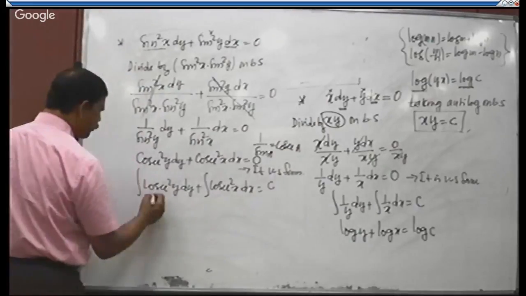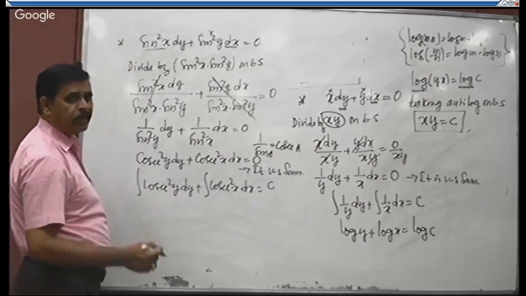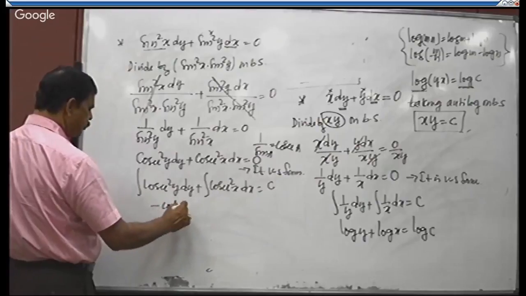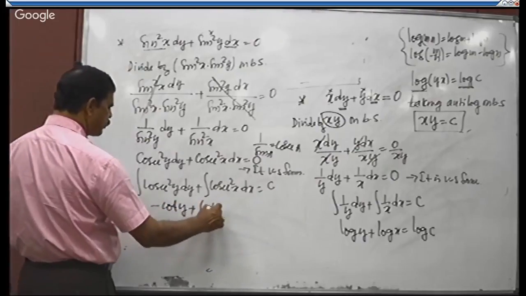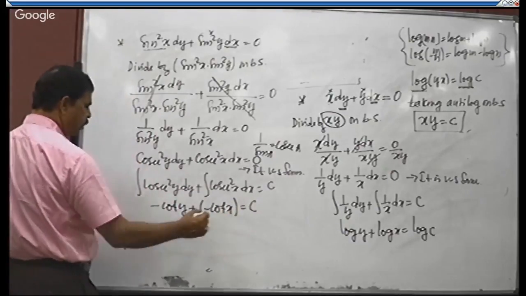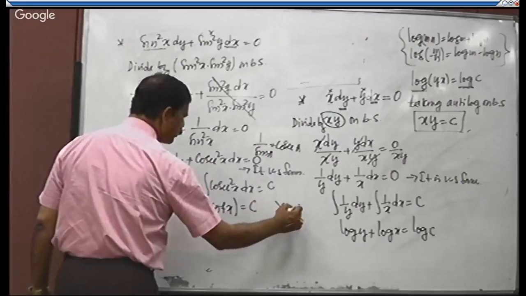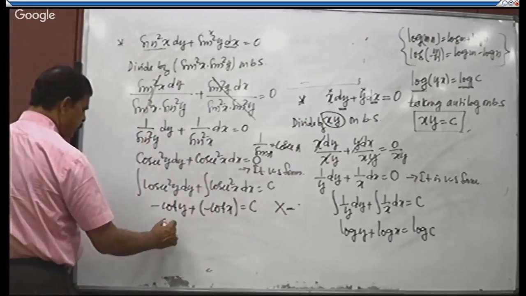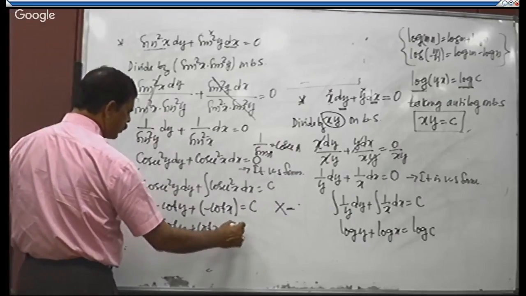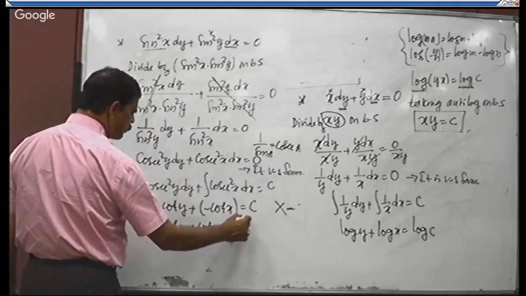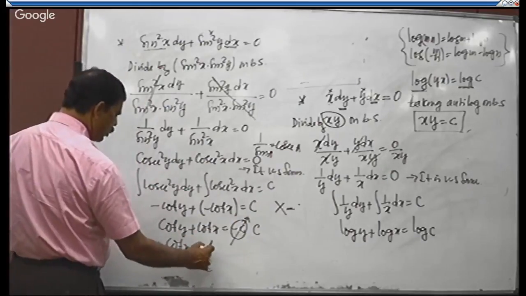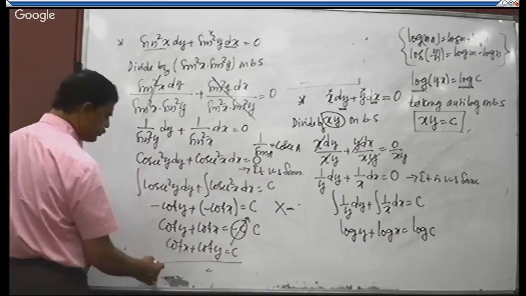What is integration of cosecant square x? It is minus cot x, right? So according to that, it is minus cot y plus minus cot x is equal to c, or I can write by multiplying minus sign, minus of minus, plus: cot y plus cot x is equal to minus c. Minus c can be taken as only c. This is cot x plus cot y is equal to c, right?